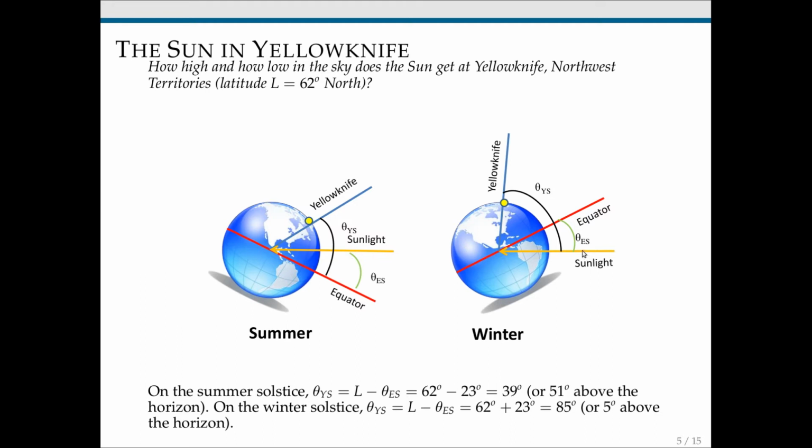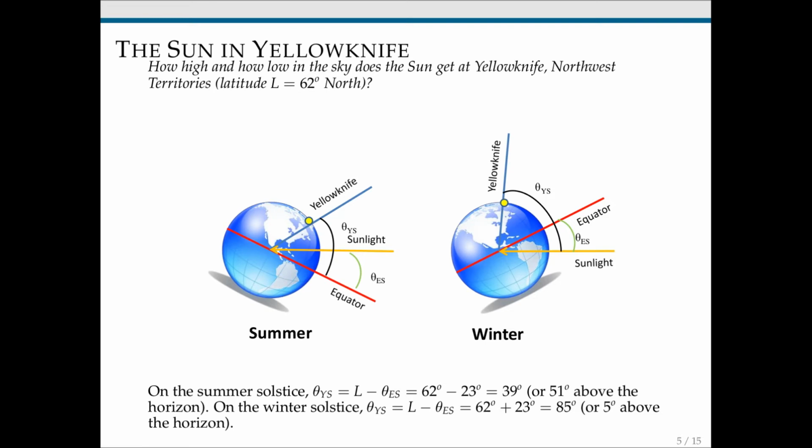On the winter solstice, the angle between the equator and incoming sunlight is 23 degrees again. But the sun is below the equator, so the angle between Yellowknife's zenith and the sun is 85 degrees. And the sun only peaks 5 degrees above the horizon on the winter solstice.